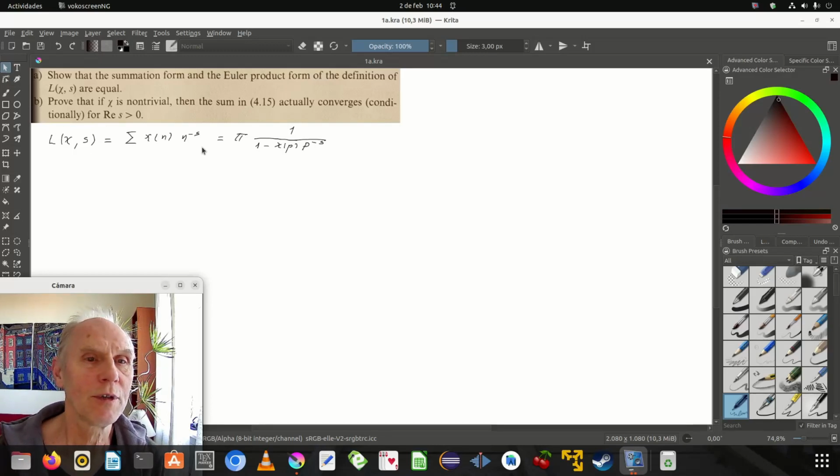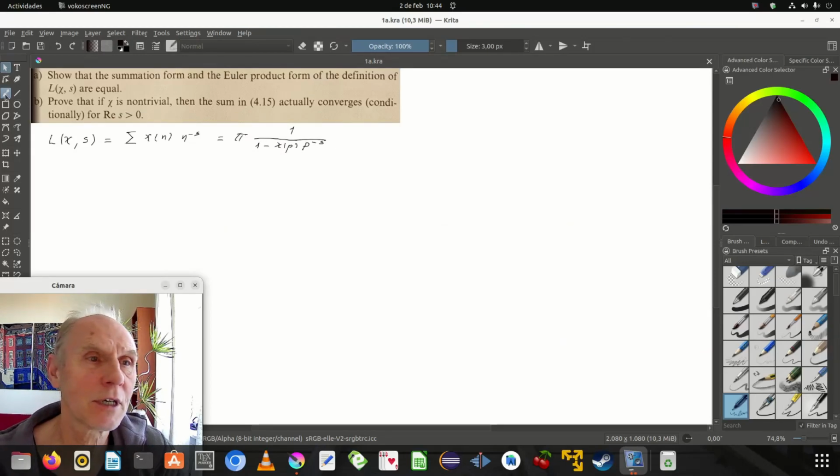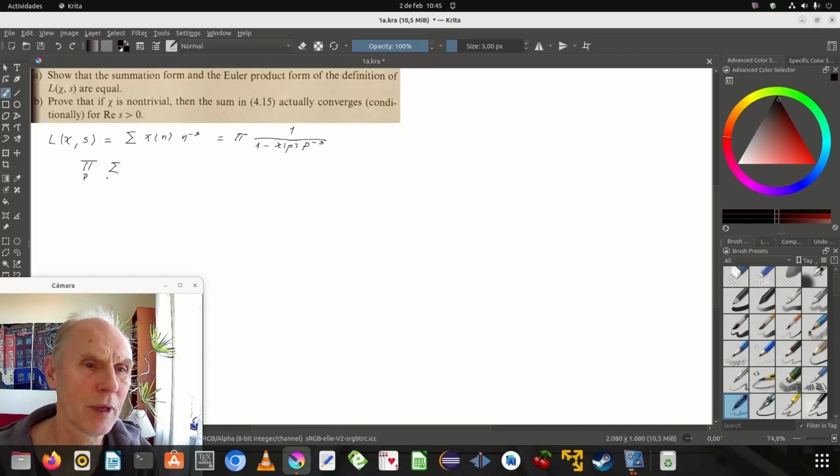First, we have to show that these two expressions agree. And I was taught while studying that one had to make a series expansion of this term, so we make a product over the primes, and then for each prime we have a power of this, we call it IP, which goes from naught to infinity.